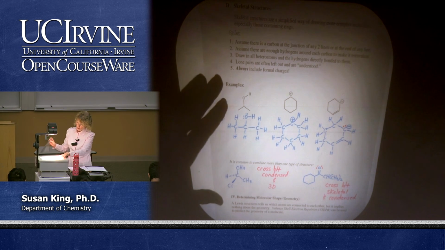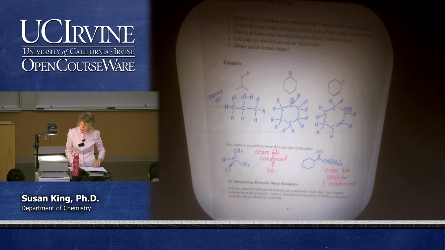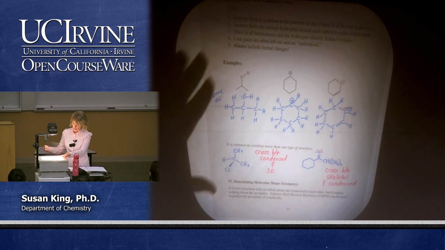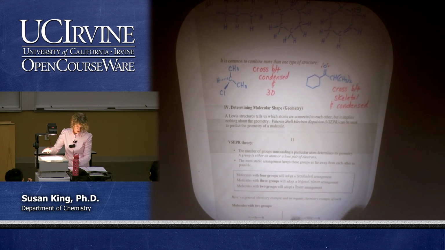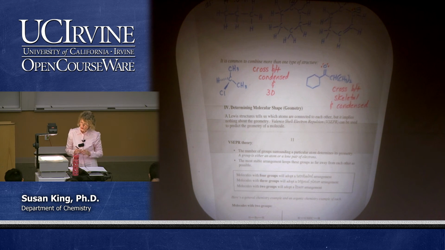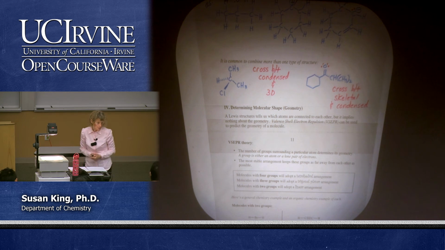Okay. Determining molecular shape. A Lewis structure tells us which atoms are connected to each other but implies nothing about the geometry. We need to know a little bit about geometry so that we can predict what molecules are going to do. So we're going to use VSEPR, valence shell electron pair repulsion theory, to predict the geometry of a molecule. You may remember this from Chem.